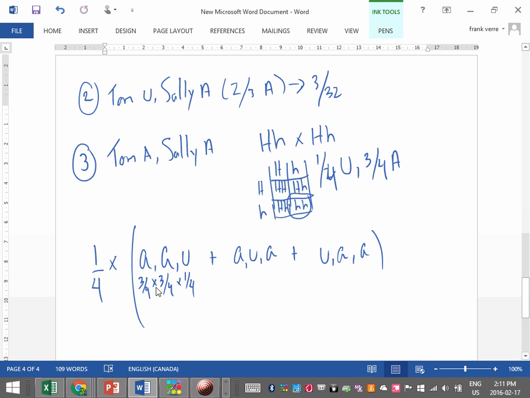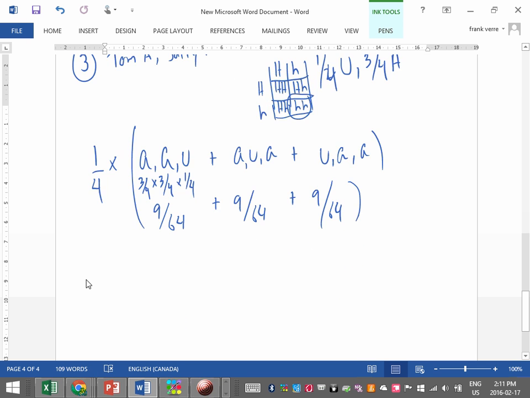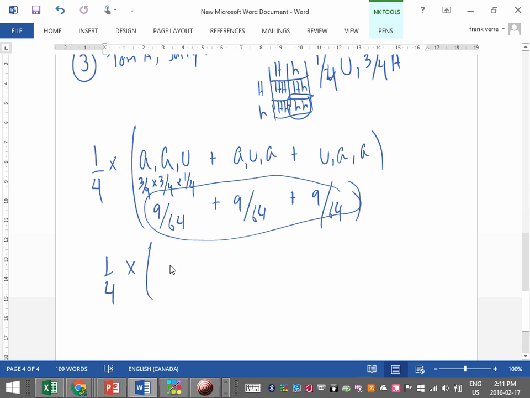So what's 3/4 times 3/4 times 1/4? Well, that should be 9 over 64. So this is 9 over 64. This also has to be 9 out of 64. And this has to be 9 out of 64. So that means we're left with this: 1/4 times the sum of these 3, which has to be 27 out of 64.